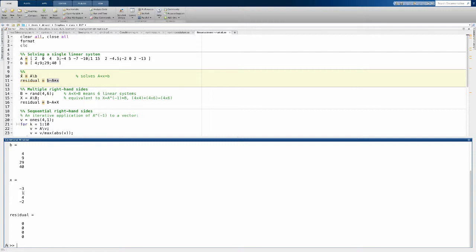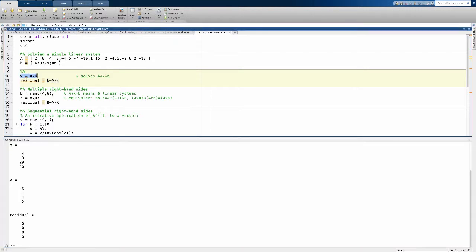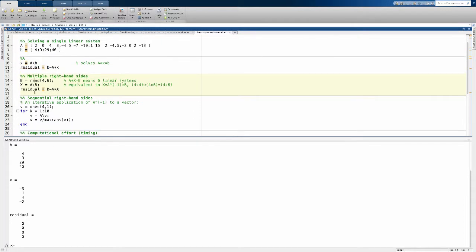So one way of remembering this syntax here is that if you did A inverse b, of course A has to stay on the left and b has to stay on the right because of matrix multiplication. But A is sort of in the denominator, if you want to think of it that way, so that's why we use the backslash. It makes it look like b is in the numerator and A is in the denominator. That's the thinking behind that notation.